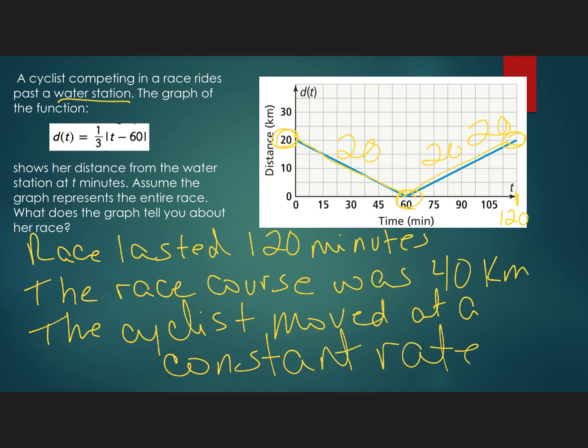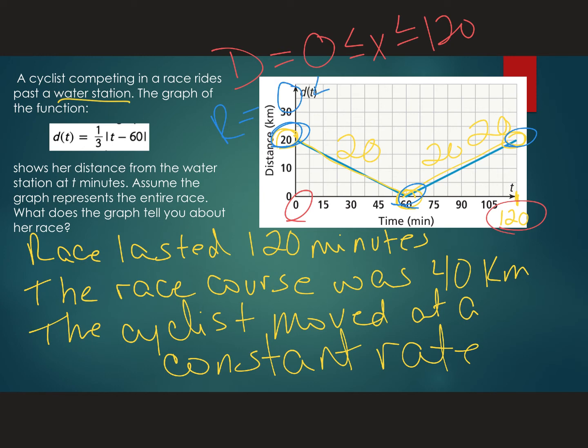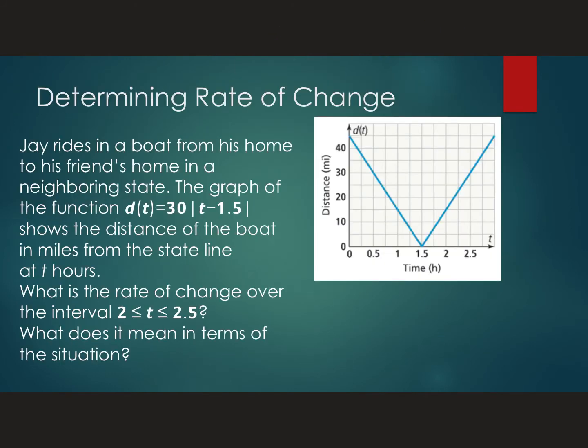If I was asked for the domain of this function, the domain is 0 to 120. 0 is less than or equal to x, which is less than or equal to 120. And then our range, we start out at 20. So our range is 0 is less than or equal to y, which is less than or equal to 20. So there's our domain and our range. Okay, so let's go on to determining the rate of change.